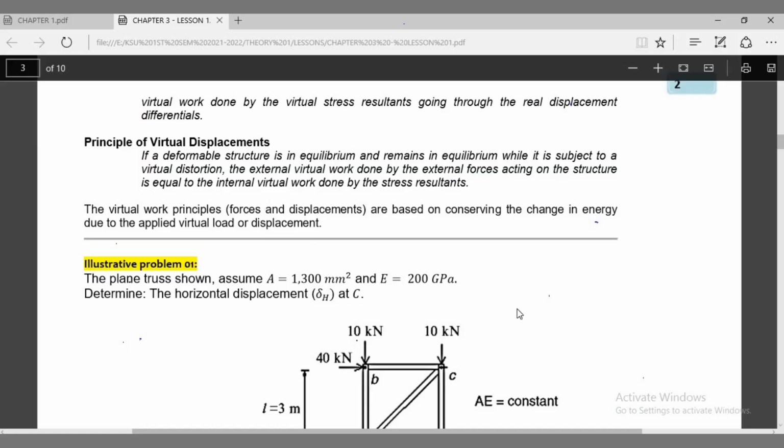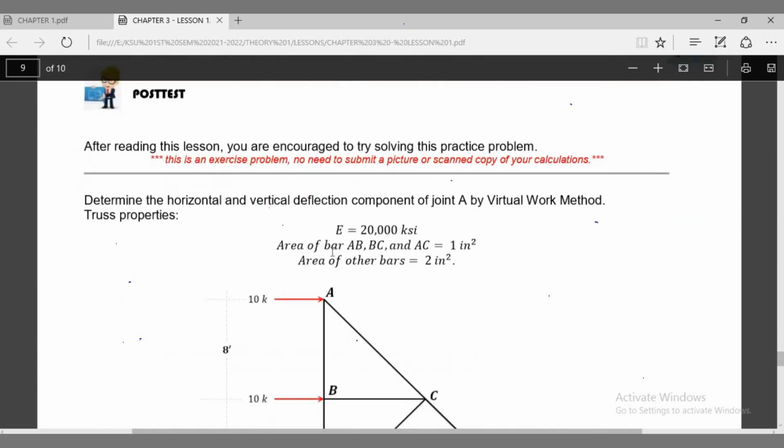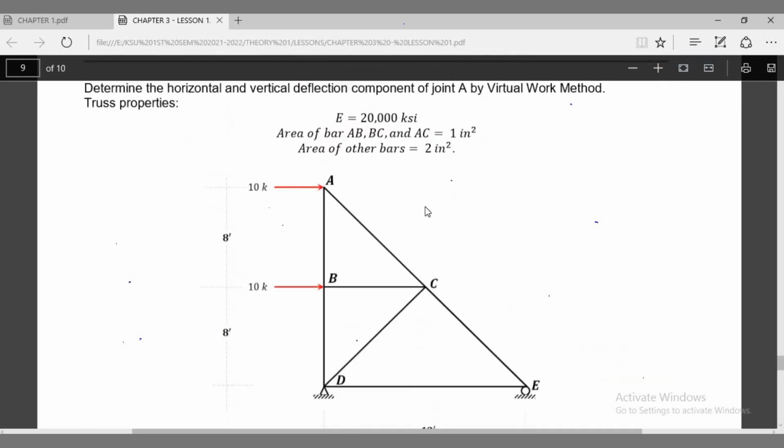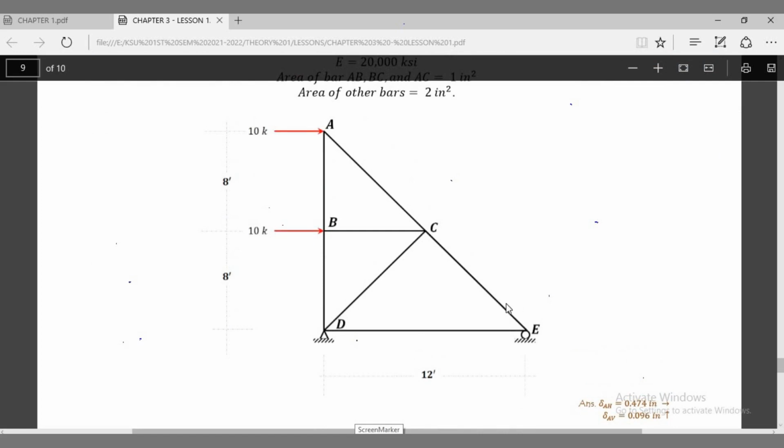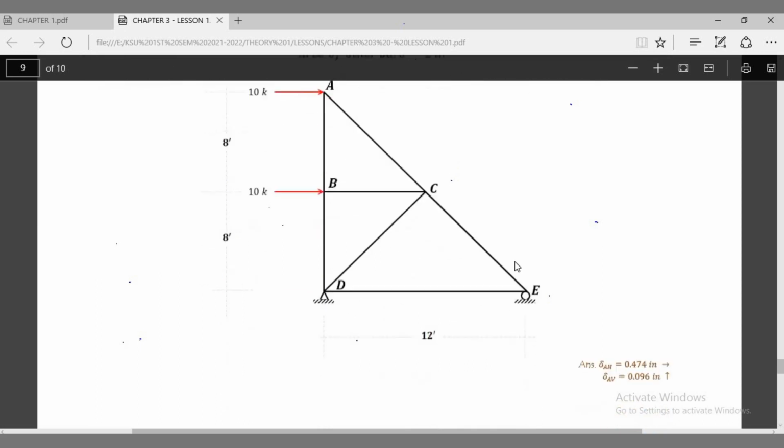Now, if you try to look at your notes in page 4, this is a post-test. I've already discussed with you on how to solve this problem. Try to solve this problem again without looking at the video. There is already an answer here. Try to solve this problem again.